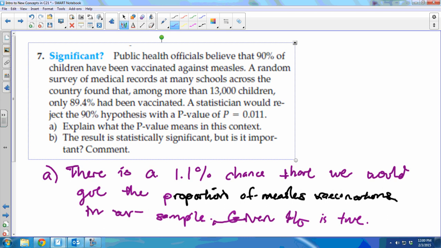But again, that entire test would have been based on P of 90%. So that's why I say given the null hypothesis is true. It's based on the null hypothesis. Other questions on this question? No? Yes? Okay. We have one more thing to talk about today.